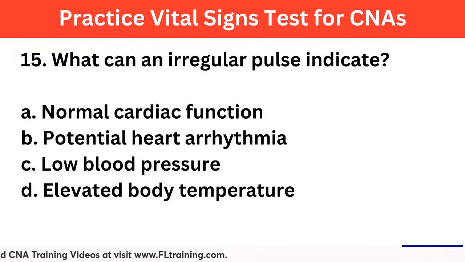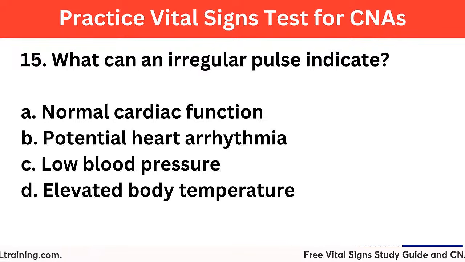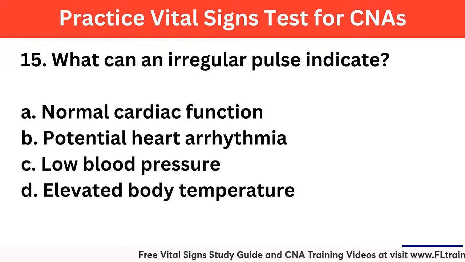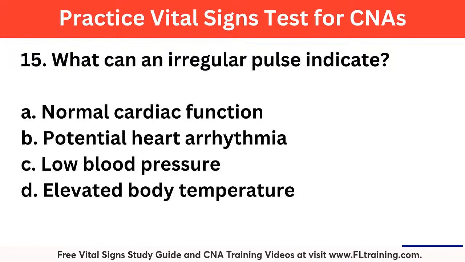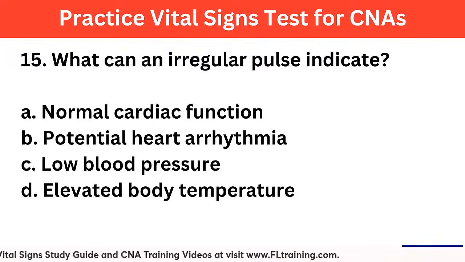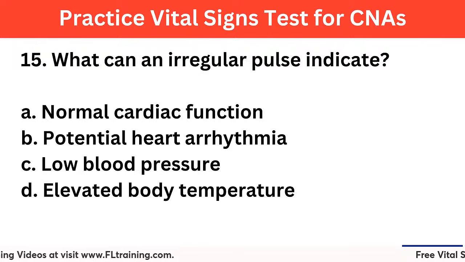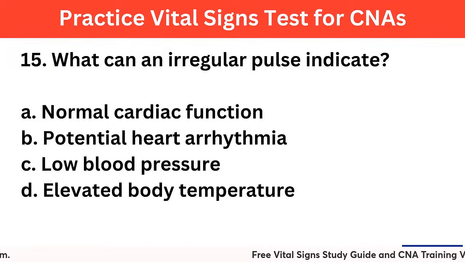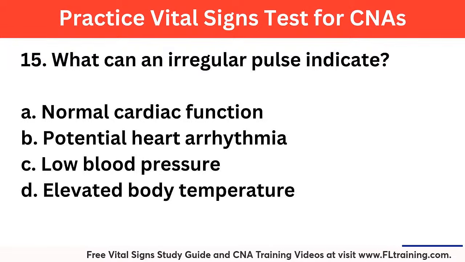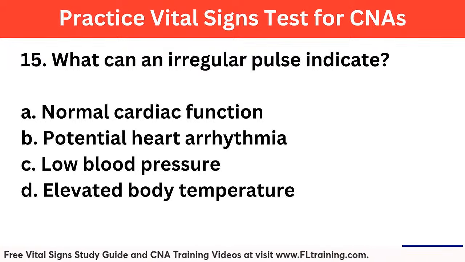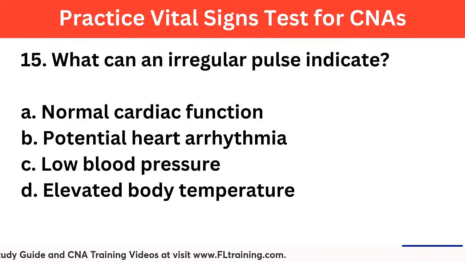Number 15, what can an irregular pulse indicate? Is it A, normal cardiac function, B, potential heart arrhythmia, C, low blood pressure, or D, elevated body temperature? Irregular pulse. So you go in and you check the person's pulse, and it is not beating at a normal pace. It's not beating like a drum. It's fast. What could that indicate?